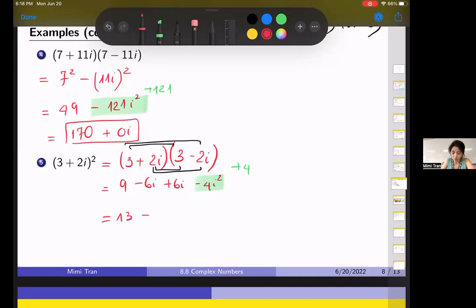Oh, you know what? It's 3 plus. I'm so sorry. 3 plus 2i times 3 plus 2i. So this guy's supposed to be plus. 6i plus 6i is 12i. So we have 13 plus 12i. Okay.